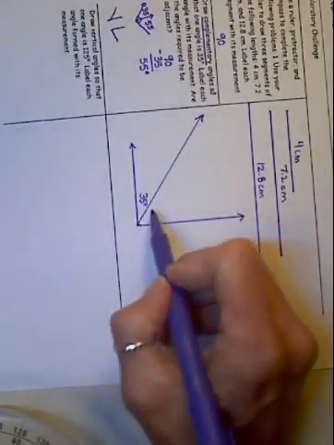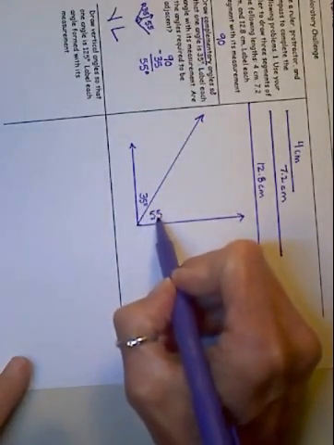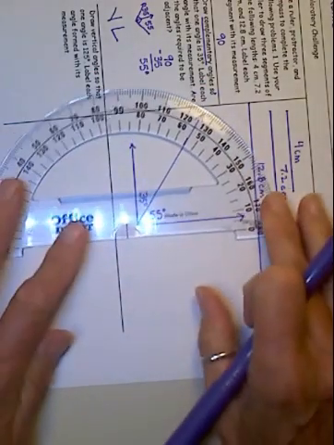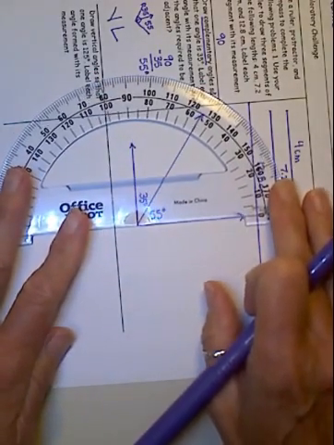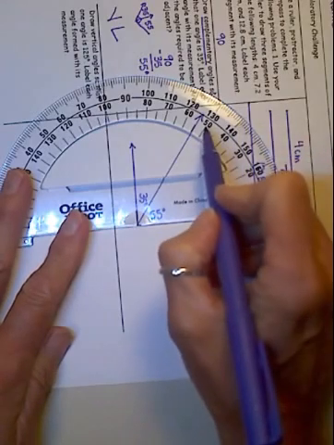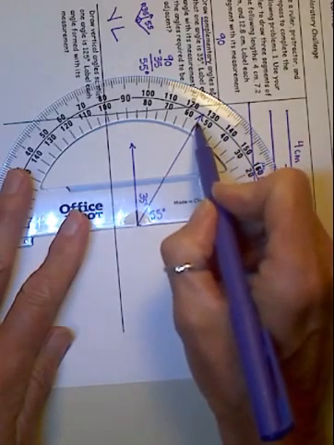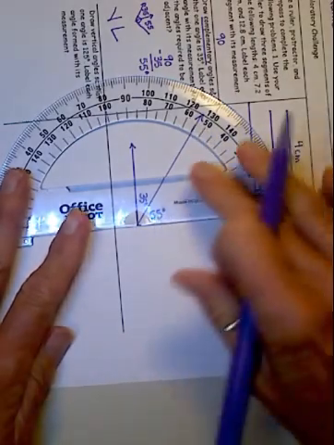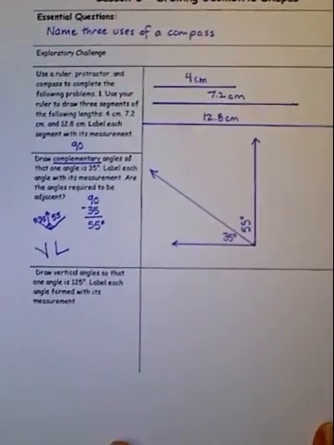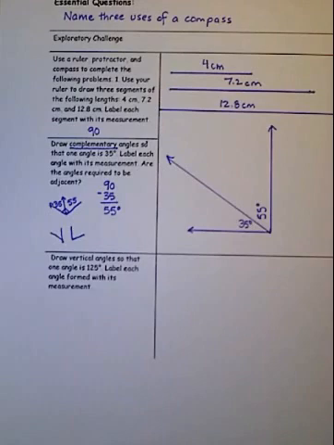So I'm just double checking to make sure that this is 55 degrees. Lining that up, leveling the protractor, and there halfway between 50 and 60 degrees is my 55 degree angle. Again, complementary angles are 2 angles that have a sum of 90 degrees.